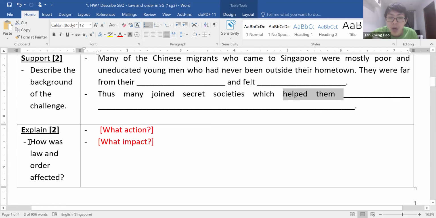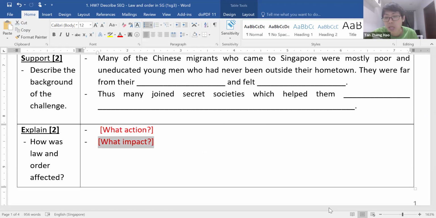And explain how did they affect law and order? What kind of actions did secret societies take that affected law and order? What sort of bad things or chaotic things did they do? And when they did those things, what kind of impact did they have on the people or on their surroundings or on the country? Okay, so explain a little bit in your own words. Okay, not everything is fine in a textbook. Some of it you must explain, okay, logically using your own words.